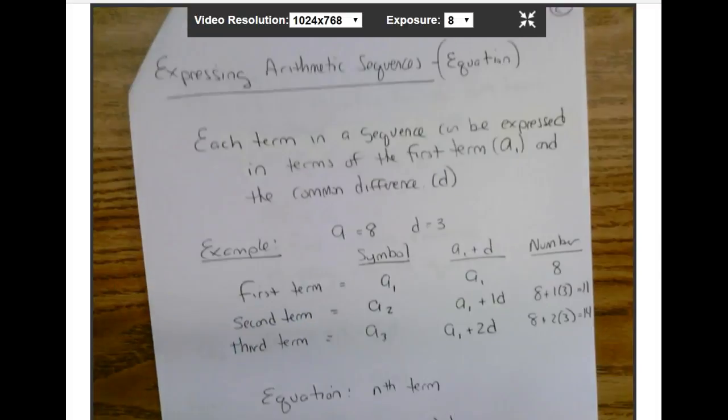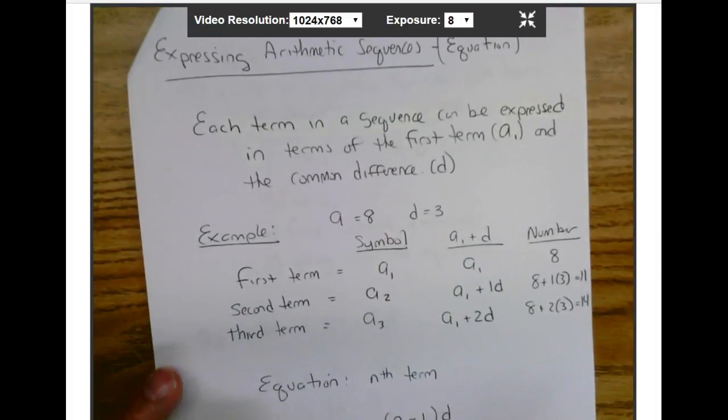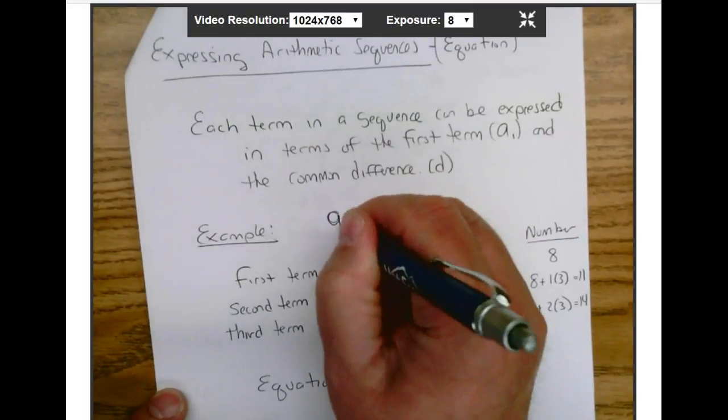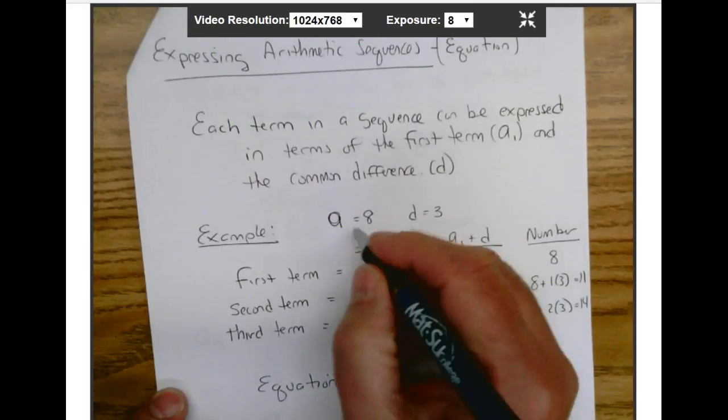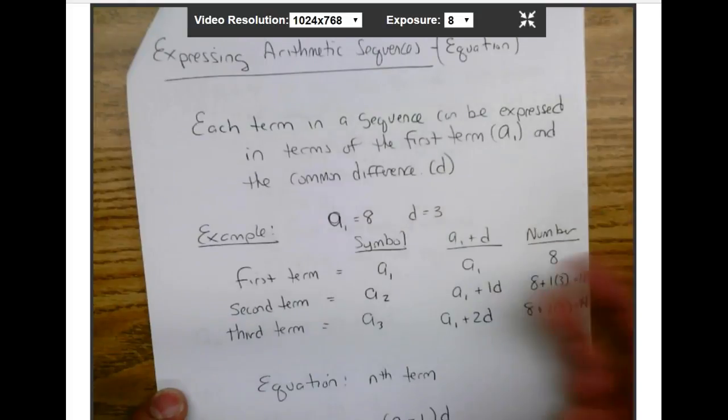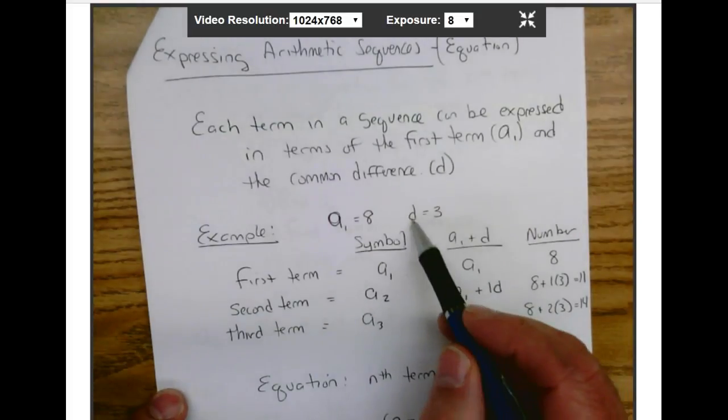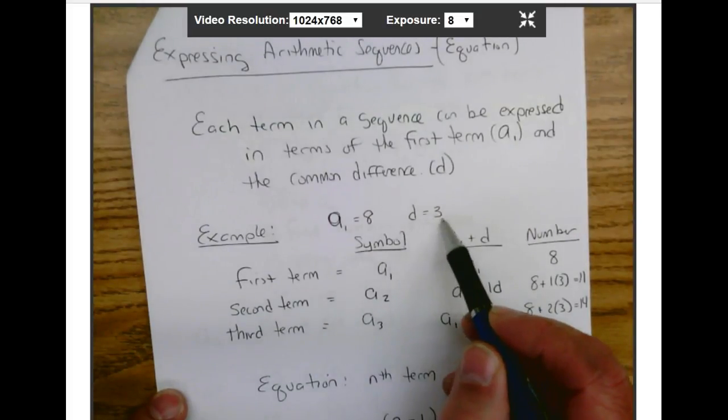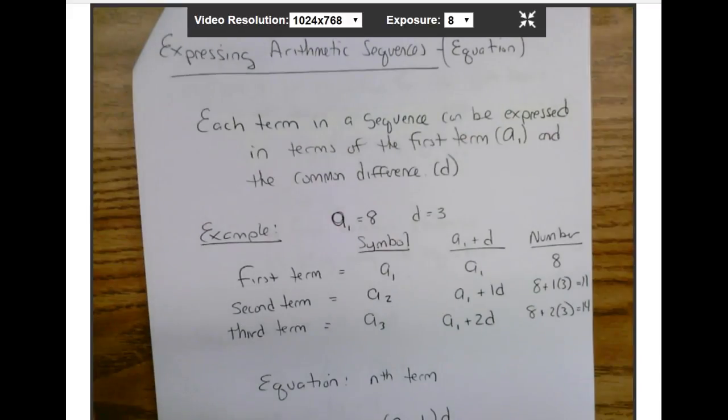If we just assume something to help us understand this, if we said the first term, A1, we'll just say it's 8, and then the difference between the following numbers is always going to be 3. If we set those parameters up at the beginning, I can show you an example of how you can get this equation that we're going to look at in a minute.